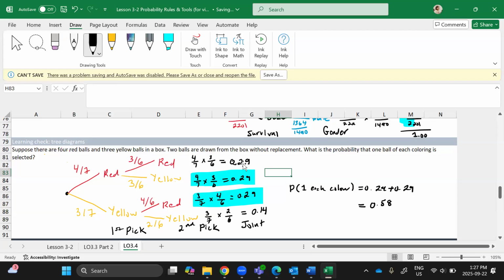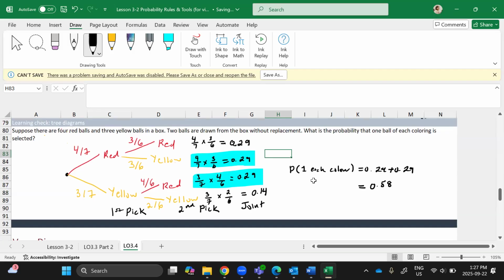Again, we did not include red-red because that'd be the same color, or yellow-yellow because that would also be the same color. We only want the probability that you get a ball of each color, which is those middle two options on the tree, that you get red and yellow or yellow and red. And the tree diagram helps to show this relationship. So you can easily just add those two probabilities and get your final answer. So I hope you were able to map that out and see how to visualize it, and that seeing the solution now also makes sense.